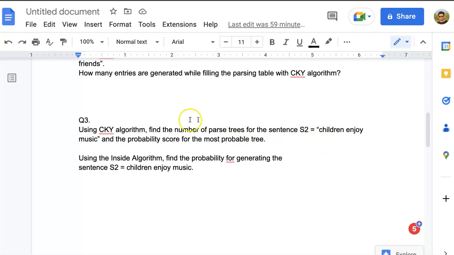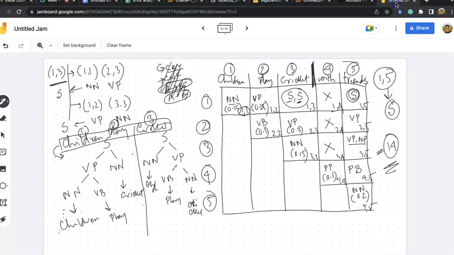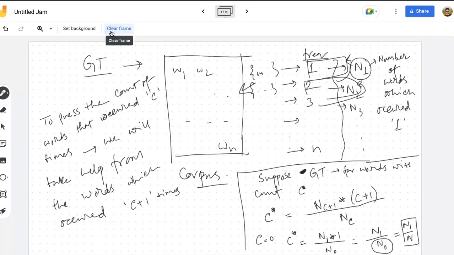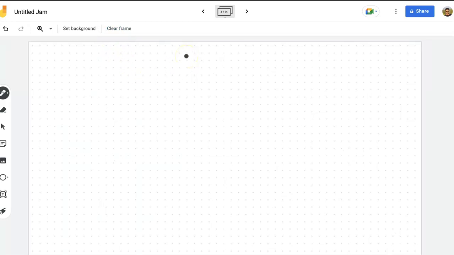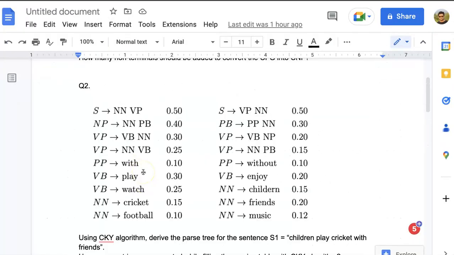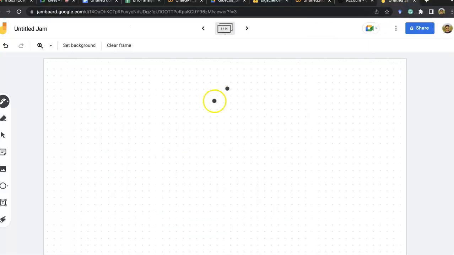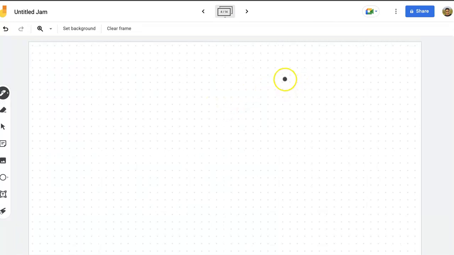So the sentence is children enjoy music, and there may be multiple possible parse trees for the sentence, and they are also asking to get the probability score for each tree. I already have the grammar written there. The grammar rules are the same, so we are just using this grammar for the new sentence. The sentence is pretty small, so it is manageable for me to do it thoroughly.